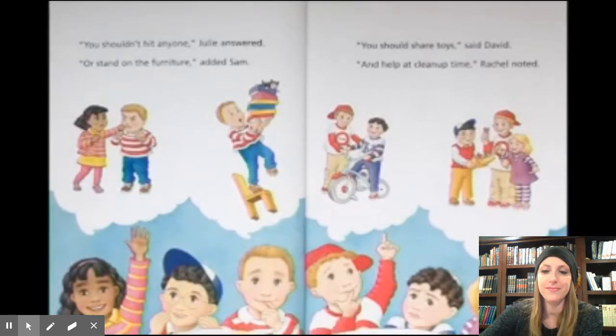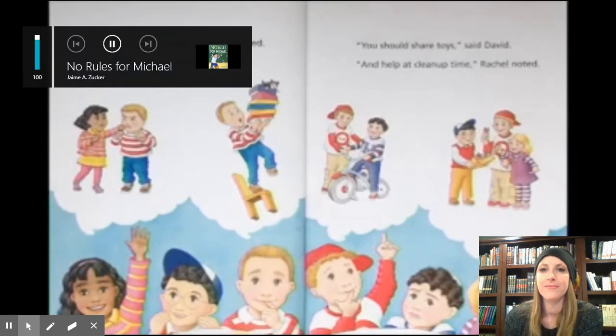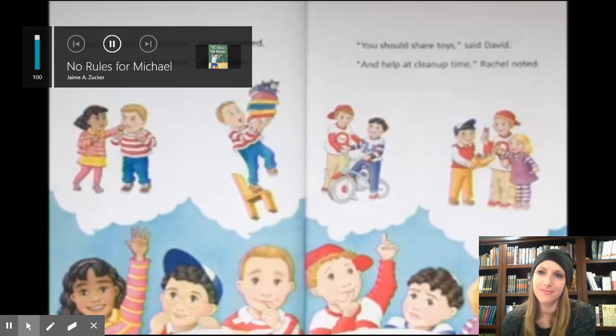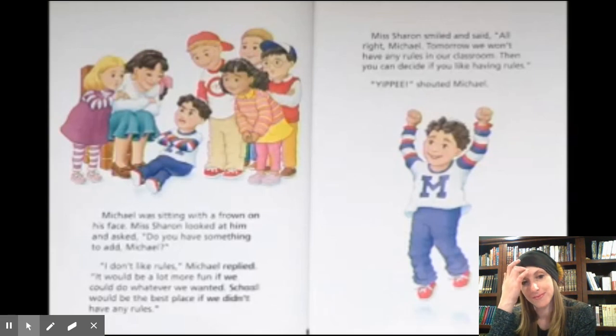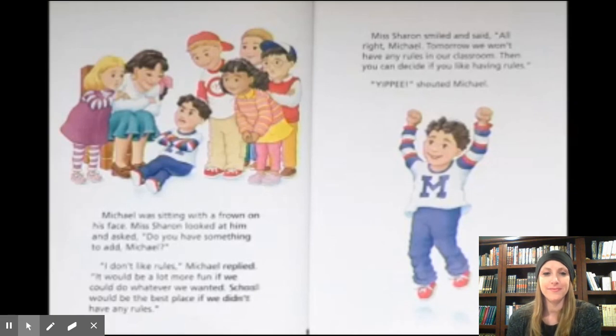Added Sam. "You should share toys," said David. "And help at cleanup time," Rachel noted. Michael was sitting with a frown on his face. Miss Sharon looked at him and asked, "Do you have something to add, Michael?" "I don't like rules," Michael replied. "It would be a lot more fun if we could do whatever we wanted. School would be the best place if we didn't have any rules."